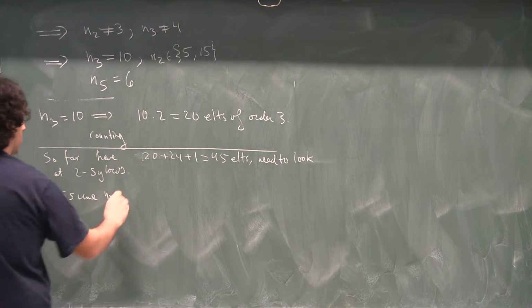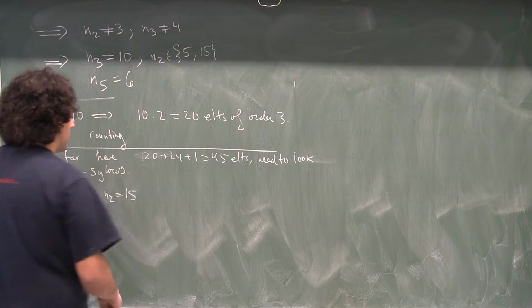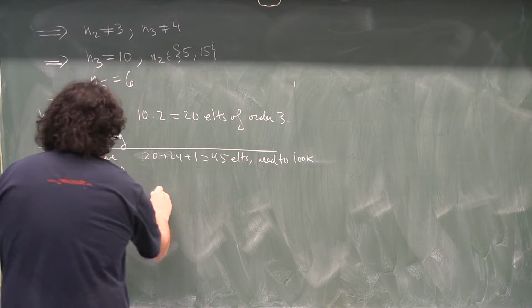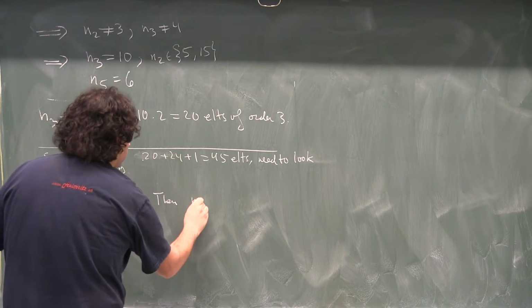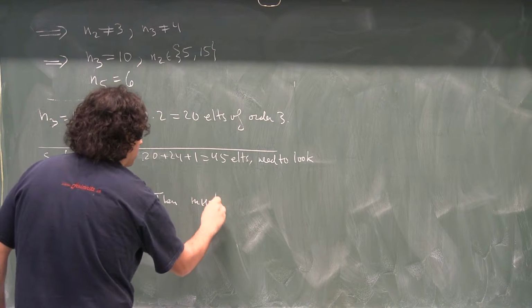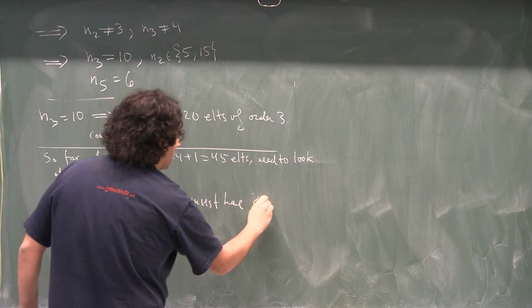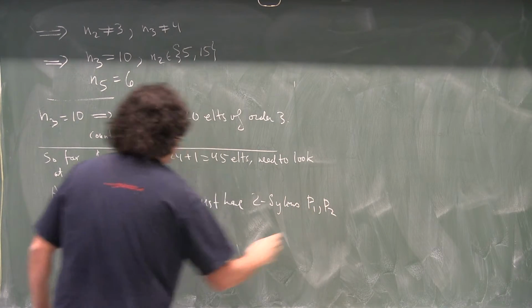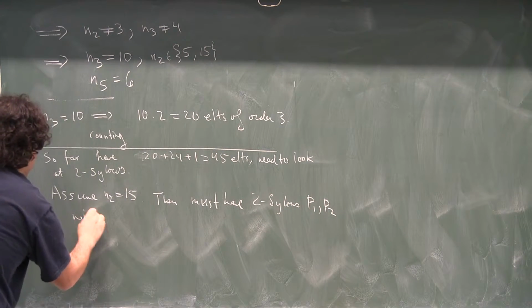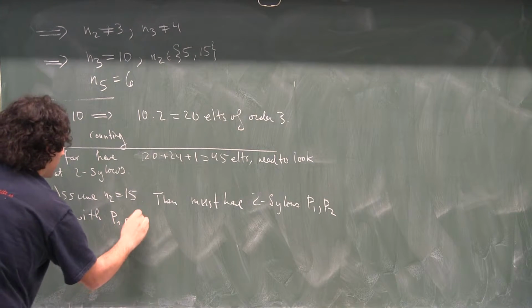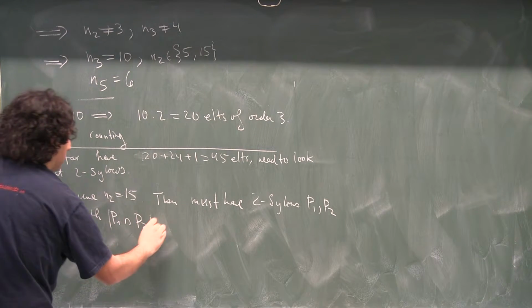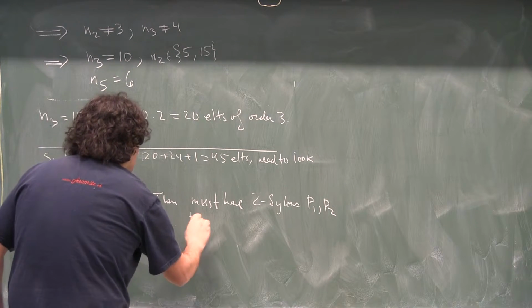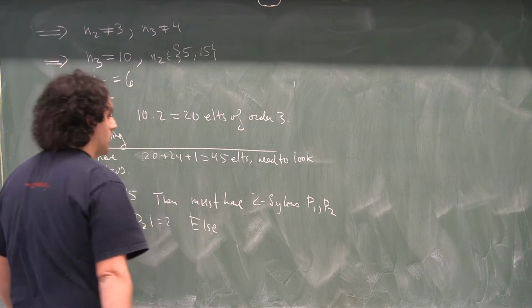So assume n2 is equal to 15, then we must have 2 Sylows P1, P2 with P1 intersect P2 of order 2. Why? What's the other possibility?